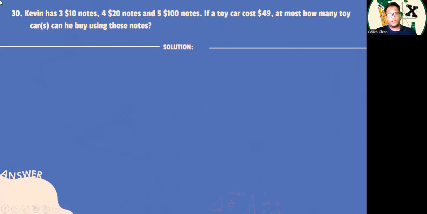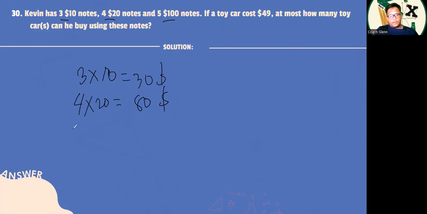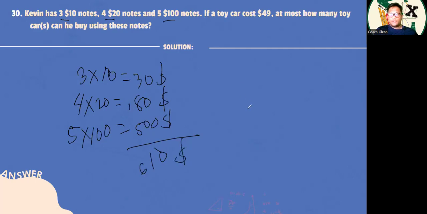For number 30, Kevin has 3 $10 notes, 4 $20 notes, and 5 $100 notes. If a toy car costs $49, how many toy cars can he buy using these notes? The first thing we want to do is add his total money. Starting with 3 times 10, that's $30. Next, 4 $20 notes is 4 times 20, which is $80. Next, 5 $100 notes is 5 times 100, which is $500. Adding all of these together, we get a total of $610.